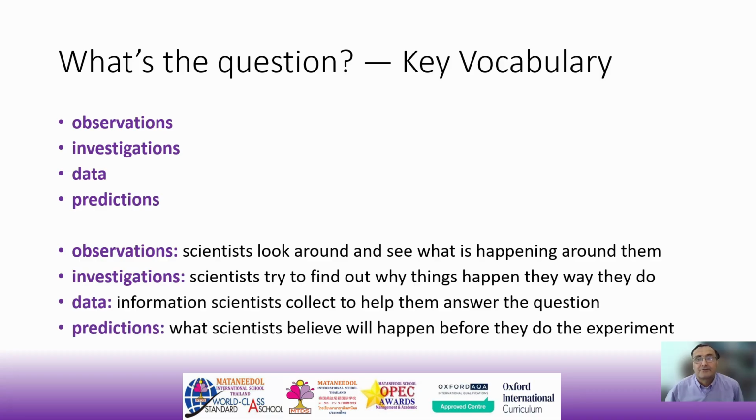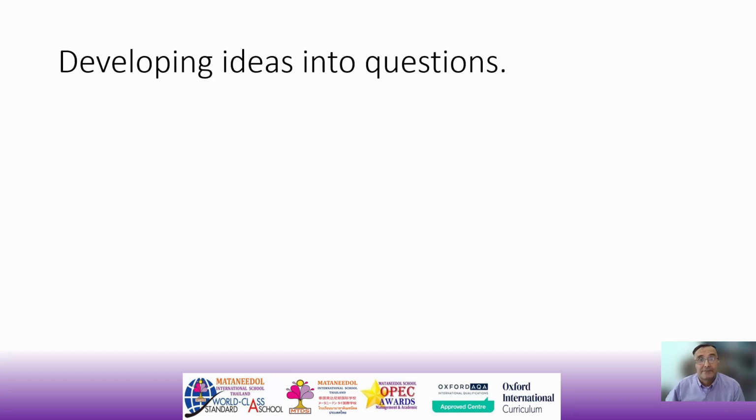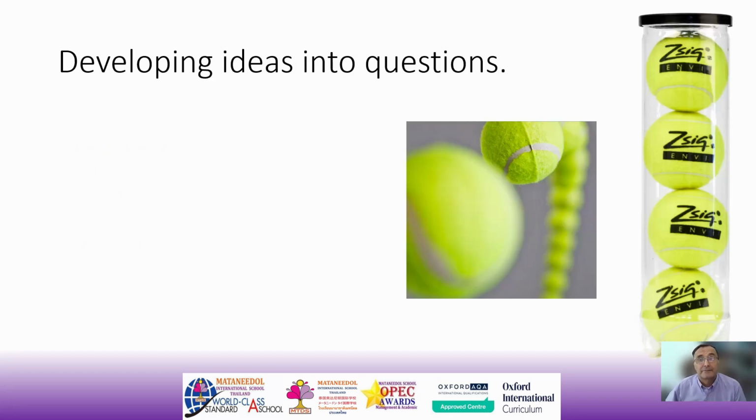Observations, scientists look around to see what's happening around them. Investigations, we try to find out why things happen the way they do. Data, we are collecting information to help answer the question. And predictions, what we believe is going to happen. So we need to develop our ideas into questions.